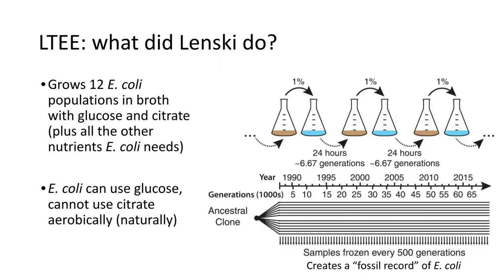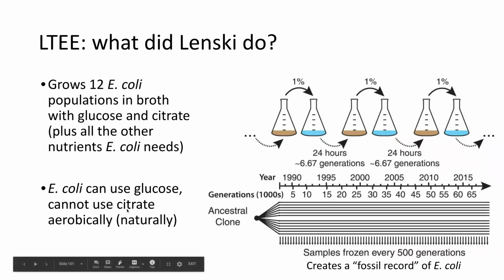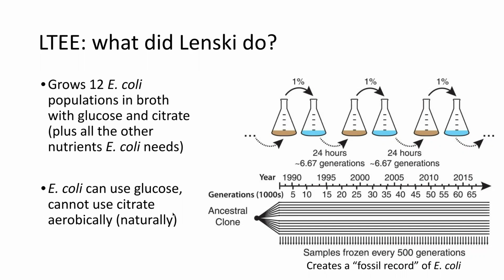But the cool thing is that E. coli can use glucose as a sugar, as an energy source, but they actually can't use citrate aerobically, so in the presence of oxygen, naturally speaking. They can use citrate anaerobically when there's no oxygen, but there's always oxygen in his experiment, which is pretty cool. So that's an important thing. It has citrate and glucose. E. coli can use glucose, but cannot use citrate in the presence of oxygen. So again, this is the concept, the framework.